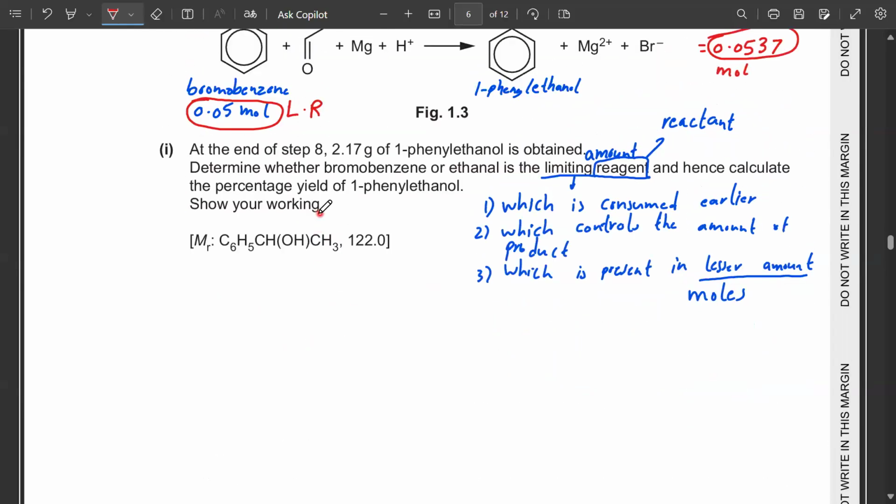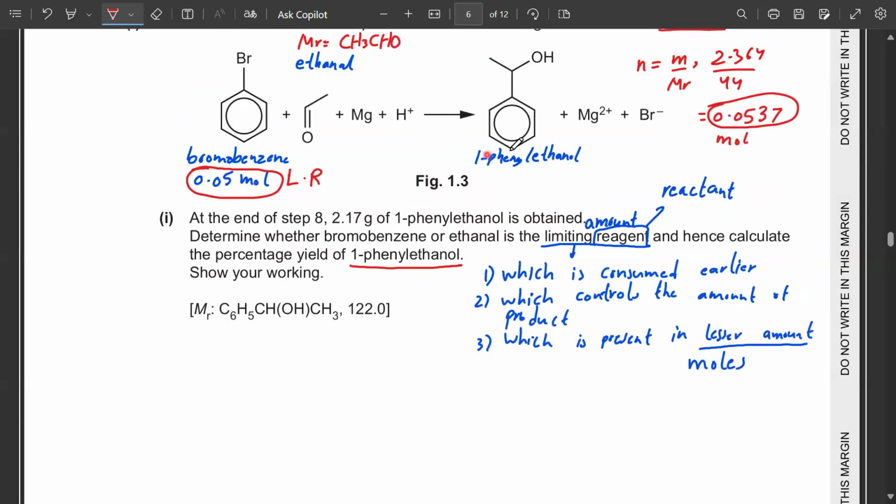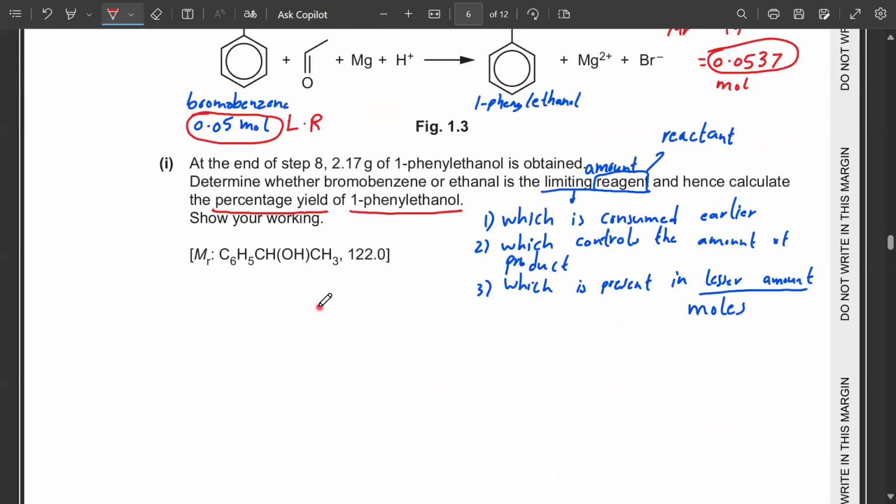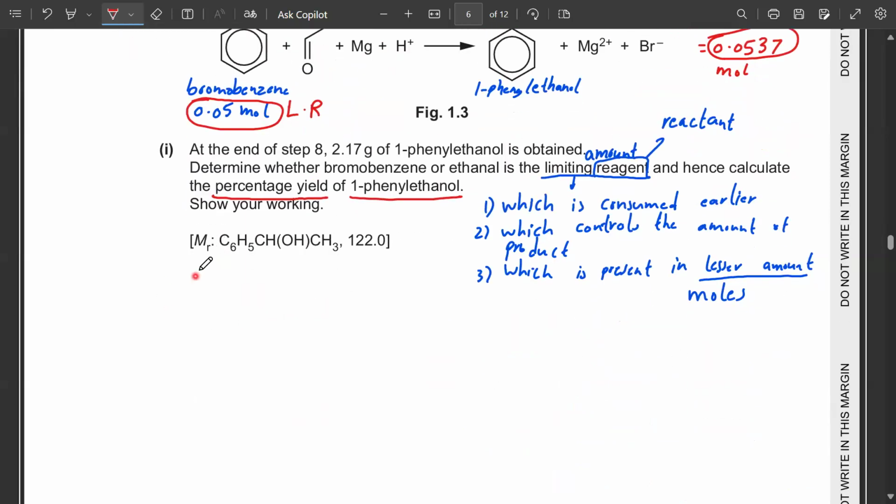Now after that, you have to find the percentage yield of the 1-phenyl ethanol, which is the product here. You have to find the percentage yield of this one. Do you remember the formula of the percentage yield? Actual yield divided by theoretical, or was it theoretical divided by actual, multiplied by 100?